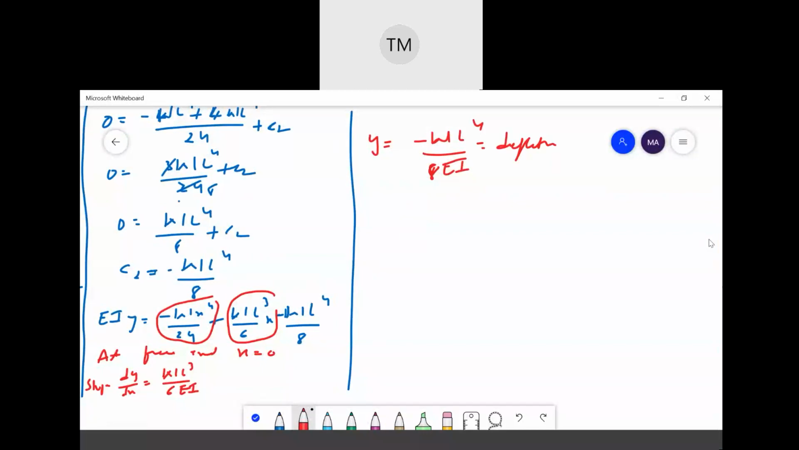Okay, so you will get a deflection, and this negative sign indicates, always I told you, WL to the power of 4 by 8 EI acting downwards. Negative sign indicates it is acting in a downward direction. Is it clear?